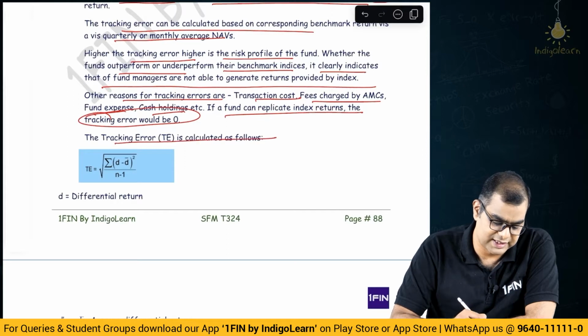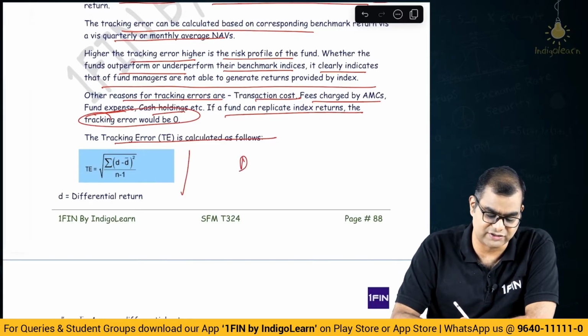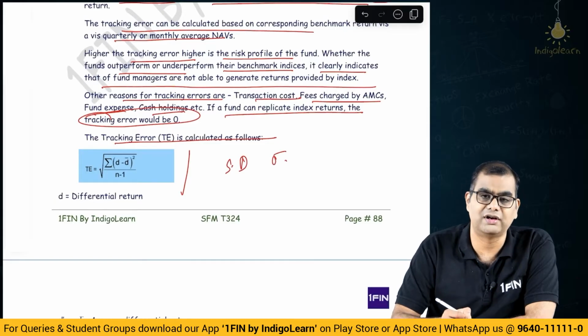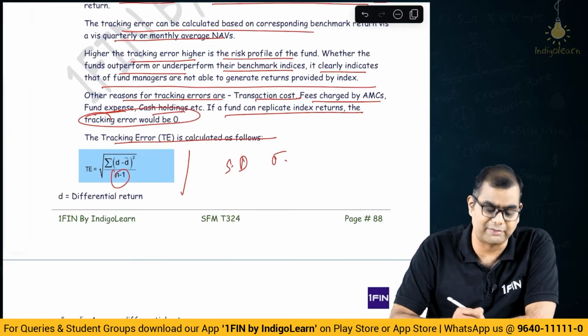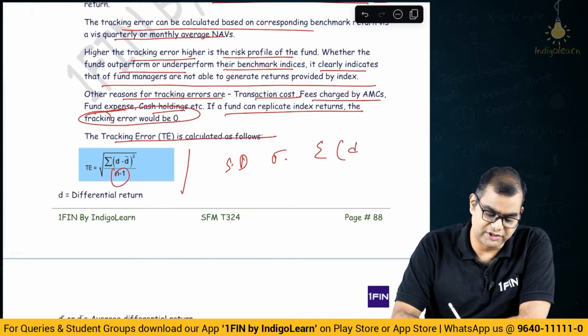Tracking error is calculated as the square root of the sum of (differential return minus mean of differential return) whole square, divided by n minus 1. So basically this is your standard deviation formula. Standard deviation where you have a sample, so it is divided by n minus 1. Right. So standard deviation of all the deviations.